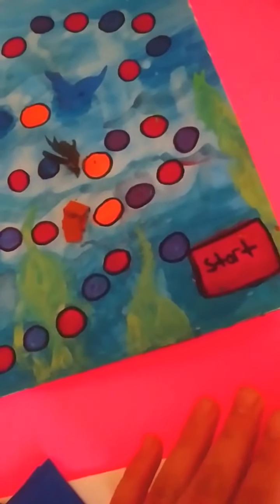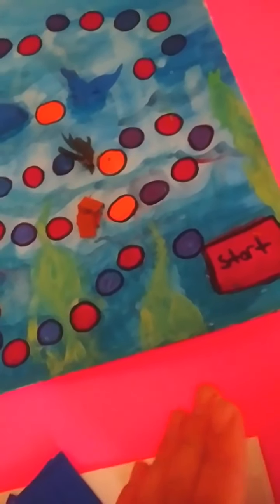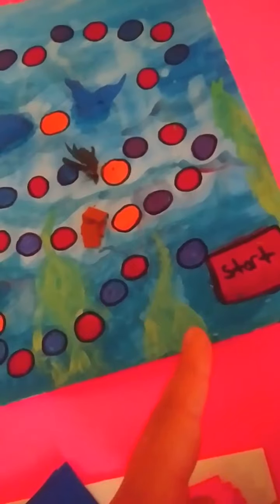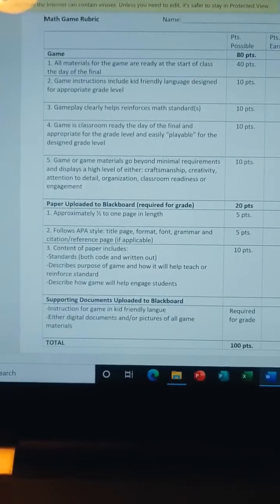I also color coded everything as well. As you can see, these cards match those dots. So as we go back later in the video, I explain that when they land on a dot, they have to pick up a card that corresponds with it. So they'll obviously be able to see, if they land on that blue dot, oh, I'm going to draw a blue card. So that covers the game board.